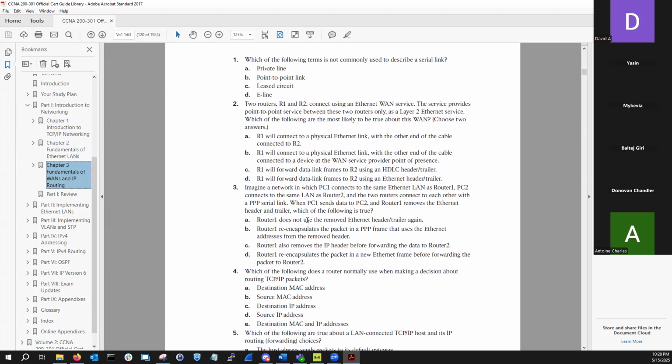Lifeline is Gary. 30 seconds left. Gary? Yeah, I think E-line would just not be commonly used to describe a serial link, whereas private line, point-to-point, and leased line are all pretty commonly used. Yes, and inter-exchange too when we talk in the ISP world, I believe. 15 seconds. That's my final. Final as well. 5 seconds.